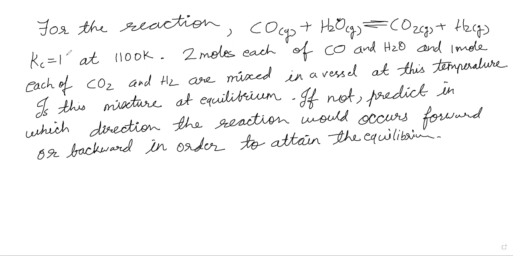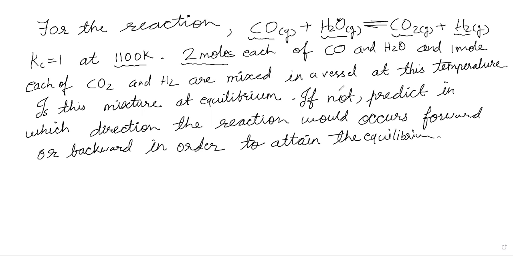Here we are going to solve one numerical based on reaction. Carbon monoxide gas reacts with water gas to give carbon dioxide and hydrogen as gaseous products. Equilibrium constant Kc for this reaction is equal to 1 at 1100 Kelvin. Now the information they provided is 2 moles each of carbon monoxide and water, and 1 mole each of carbon dioxide and hydrogen are mixed in a vessel at this temperature.